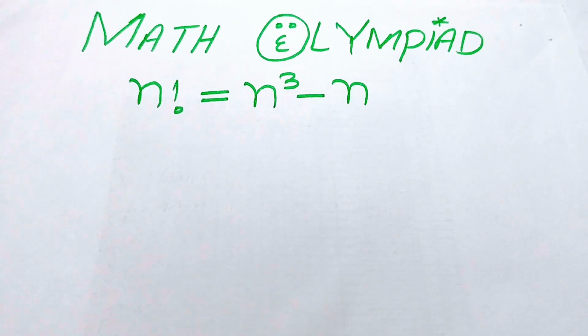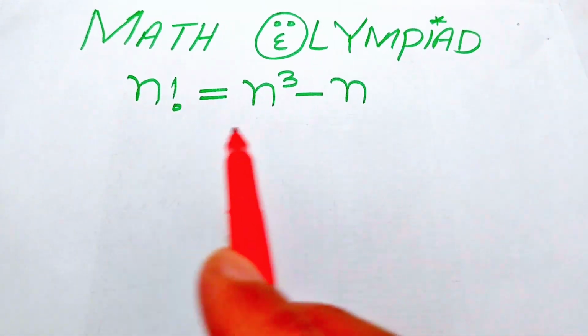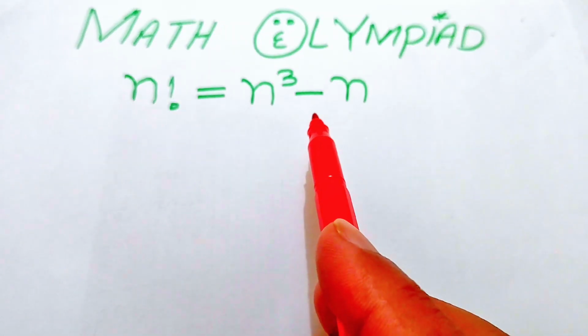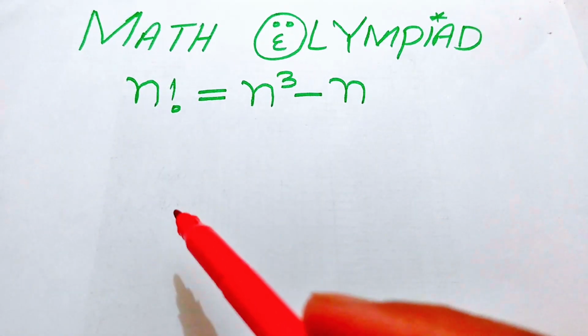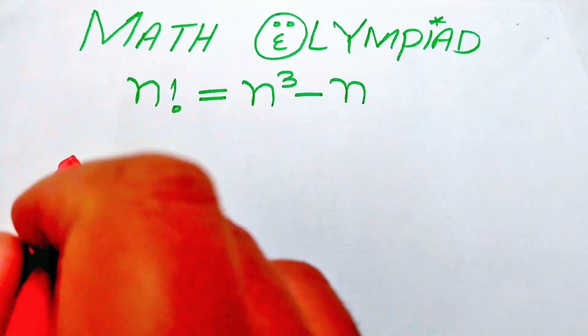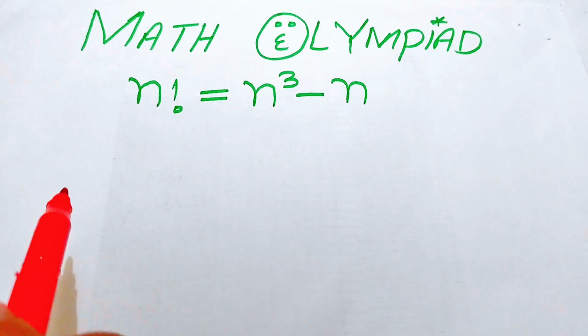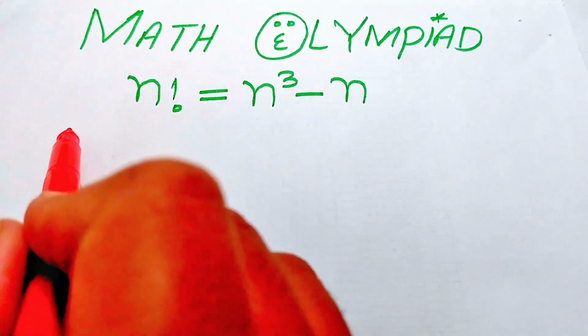Hello everyone, welcome to solve this math Olympiad algebraic problem, and we have n factorial equals n cubed minus n, and we solve this problem for the values of n. So here we use the definition of factorial sign. So now first we explain the factorial a little bit.